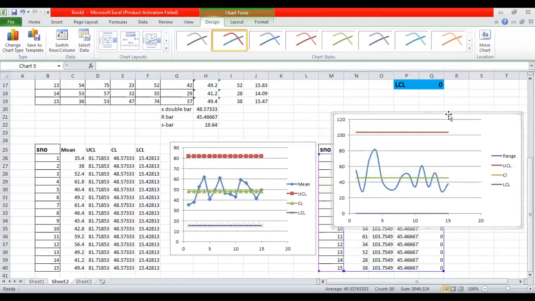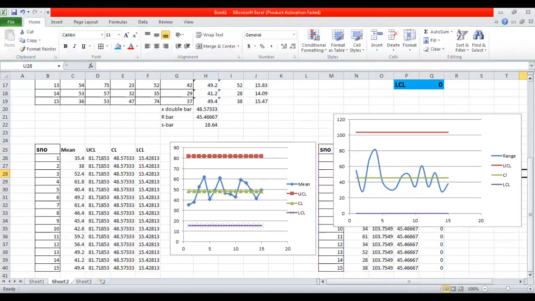So I have shown you the mean chart and also the range chart. Similarly, you can find out the standard deviation chart for your data. In the same way, select the standard deviation values, copy paste the UCL, CL and LCL values. Then we will get the standard deviation chart. So the mean, range and standard deviation charts are completed. Next we'll discuss the P chart and NP chart.